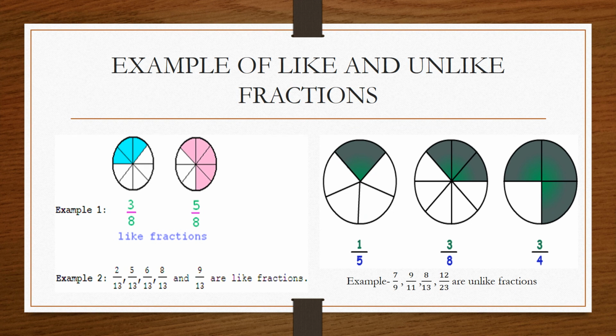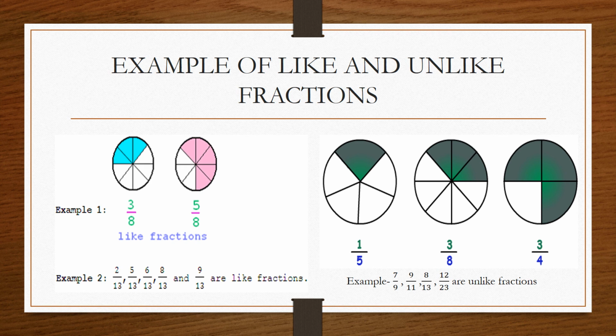Few more examples of like and unlike fractions. Here again in the figure form you will easily understand. See, total part is 8, shaded part is 3. Total part is 8, shaded part is 5. So 3 by 8 and 5 by 8 are like fractions. Similarly, another example you can see 2 by 13, 5 by 13, 6 by 13, 8 by 13 and 9 by 13 all have same denominators. So they are like fractions.